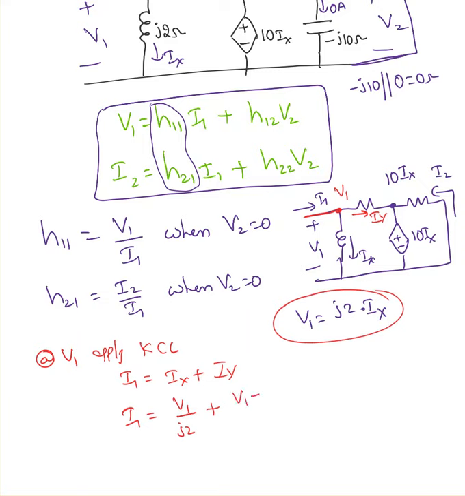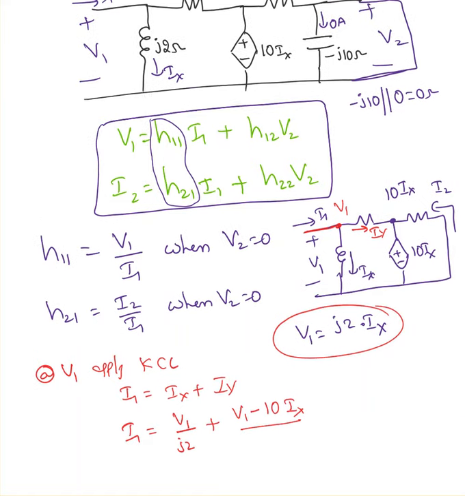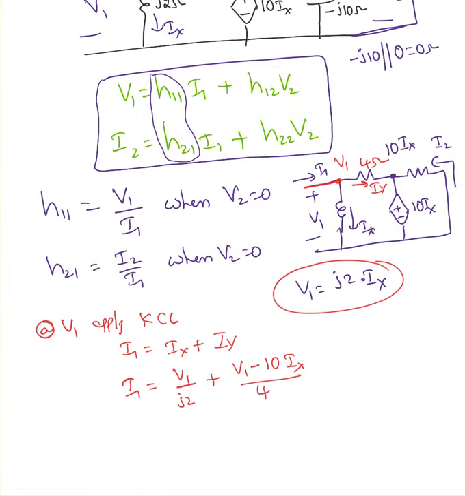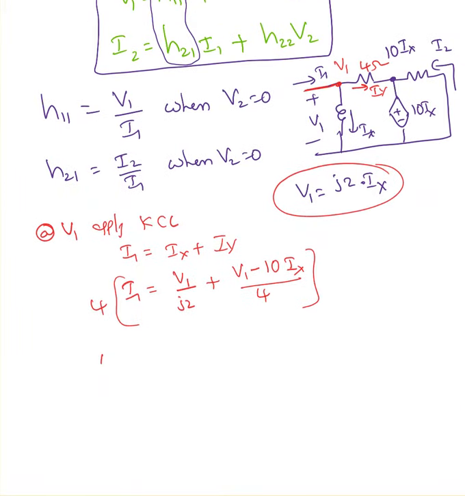plus Iy equal to, can I write that as V1 minus 10 Ix over, what is that resistance value? This value is 4 ohm. Okay, divided by 4. I'm going to multiply this with the 4 to eliminate the denominator. So 4I1 equal to minus J2 V1. So what I did, it's going to be 4V1 over J2, 2 times 2, 1 over J is nothing but minus J2 V1. So minus J2 V1 plus V1 minus 10 Ix.